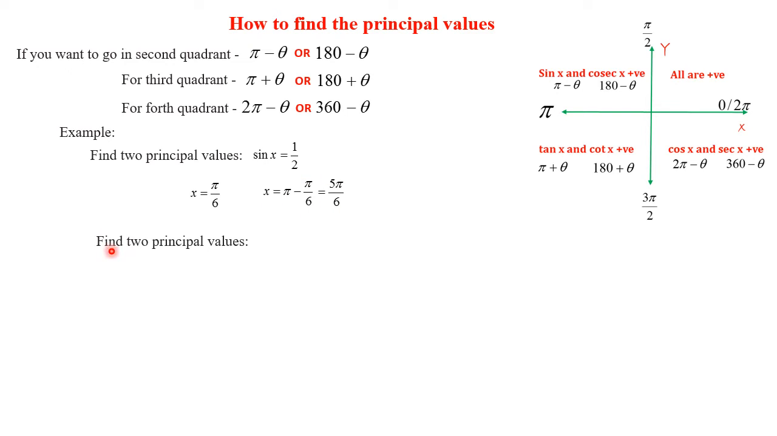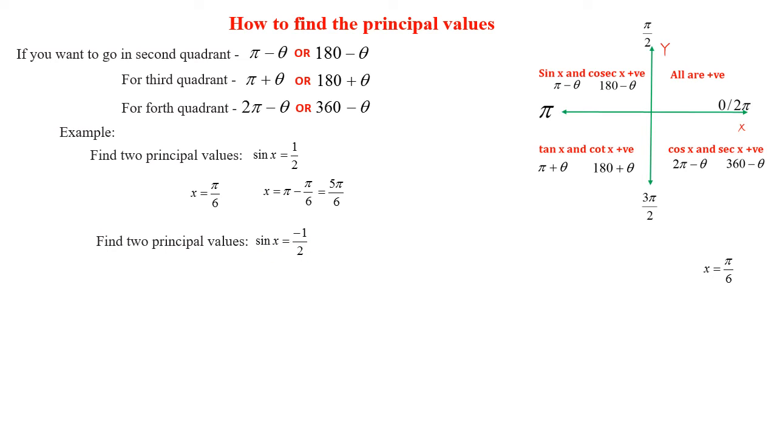Next, one more example. Find two principal values. Sin x is equal to minus 1 by 2. Previously it was sin x is equal to plus 1 by 2. Now it is minus 1 by 2. What do we have to do? Quite simple. Just keep this minus outside. No need to think of this minus first. So sin x is equal to 1 by 2. For that we know the solution. For a particular angle, sine of that angle is 1 by 2. Which angle is it? It is pi by 6. We have calculated that. So now you have to check: sin x is equal to minus 1 by 2. This is negative. Sine is negative.